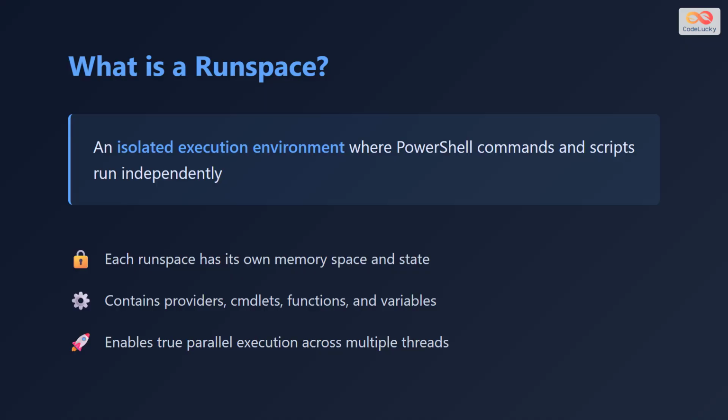A runspace is an isolated area where PowerShell commands and scripts operate independently. Each runspace has its own environment. That means its own memory, variables, and settings. You can think of it as a separate workspace. This isolation allows commands to run in true parallel without interfering with each other. When you use runspaces, you tap into the full power of your computer's processors.